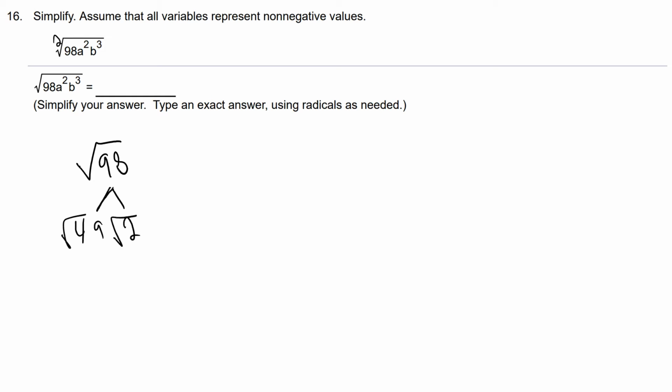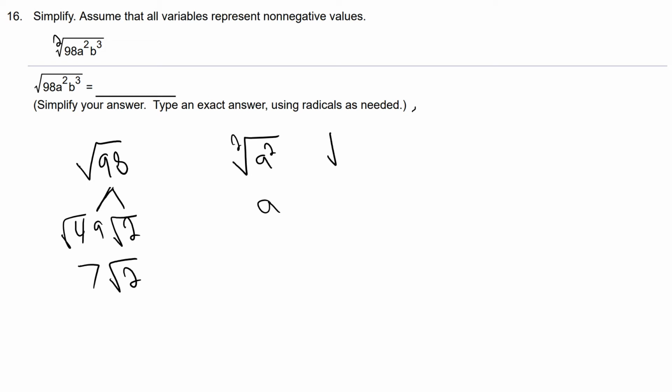But my radicals, my square root rules say I can multiply two square roots just like this. I can pull them apart. I do know what the square root of 49 is. It's just 7. The square root of 2, I don't know what that is. It's just square root of 2. It doesn't actually simplify. Let's deal with the square root of a squared. The square root of a squared, since this is the square root and this is squared, that is just going to be a. In other words, the square root cancels out the square.